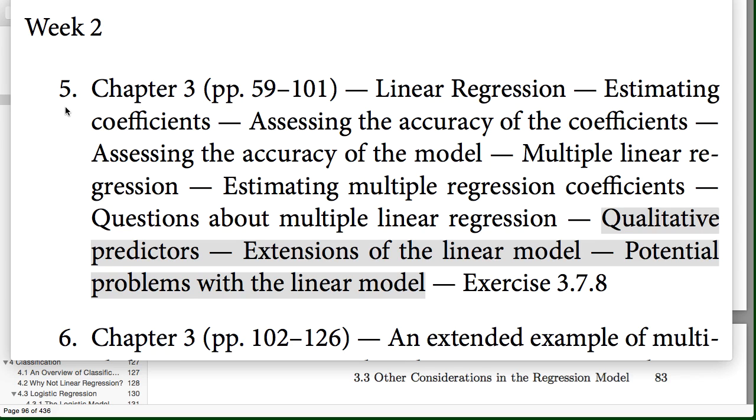These are just some miscellaneous topics about multiple linear regression: qualitative predictors, extensions of the linear model, mainly extensions to include an interaction term or a polynomial term, and about 6 potential problems with the linear model that we're just going to cover at a very high level. And then that will be that. So let's get started.